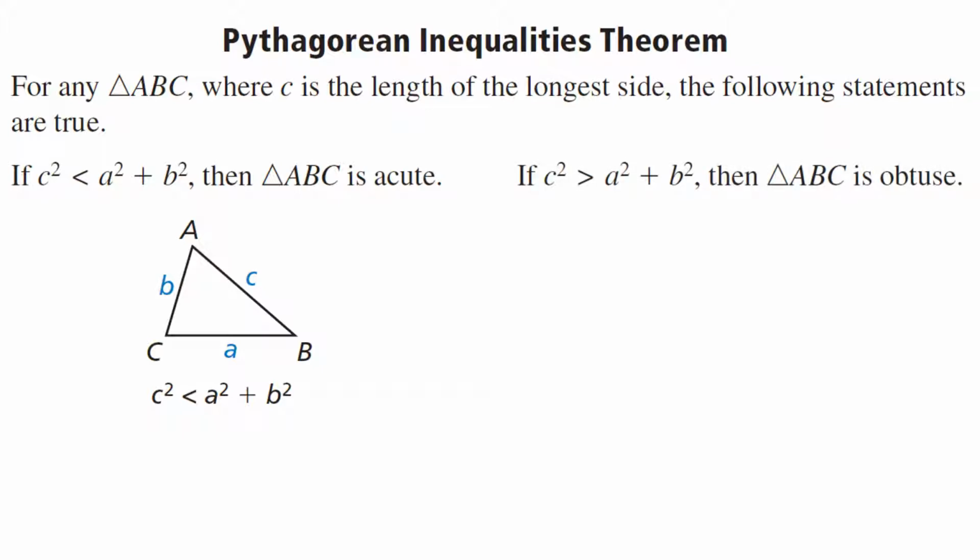If c squared is a little bit too large, for example, if c squared is greater than a squared plus b squared, if angle c is too large, the triangle is obtuse. We only get c squared equals a squared plus b squared when it's a right triangle. So if I know the 3 sides, I can deduce whether I've got a right triangle, an acute triangle, or an obtuse triangle.